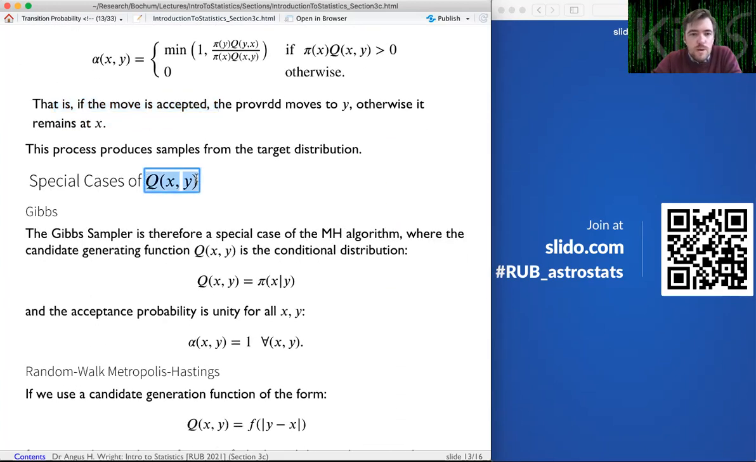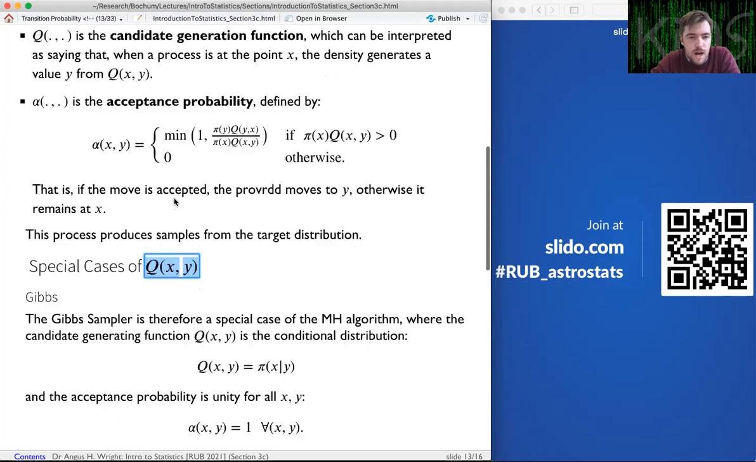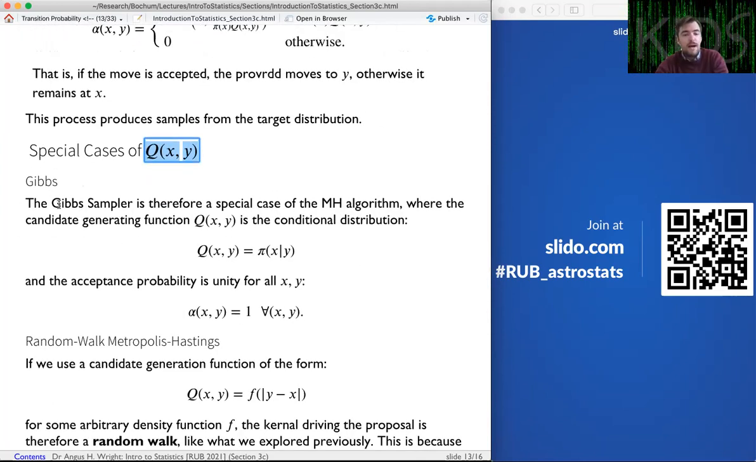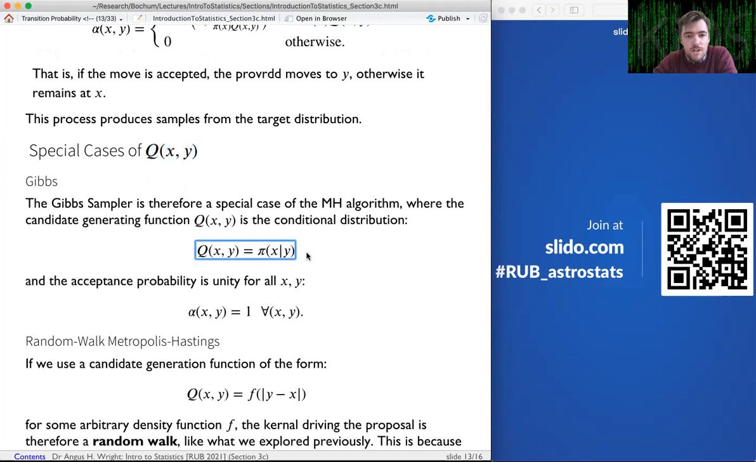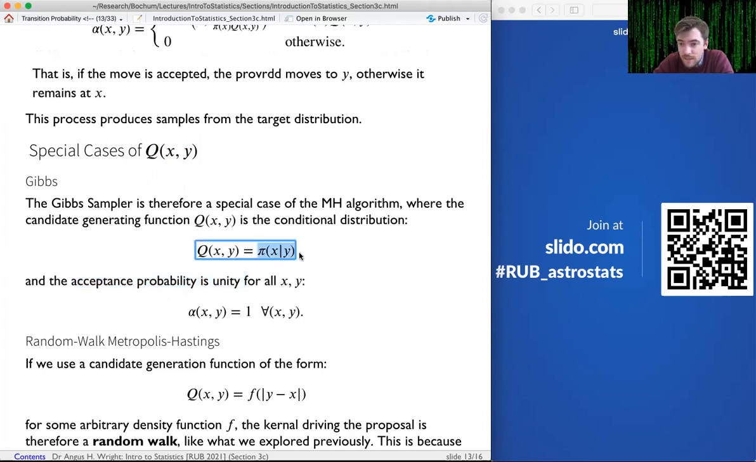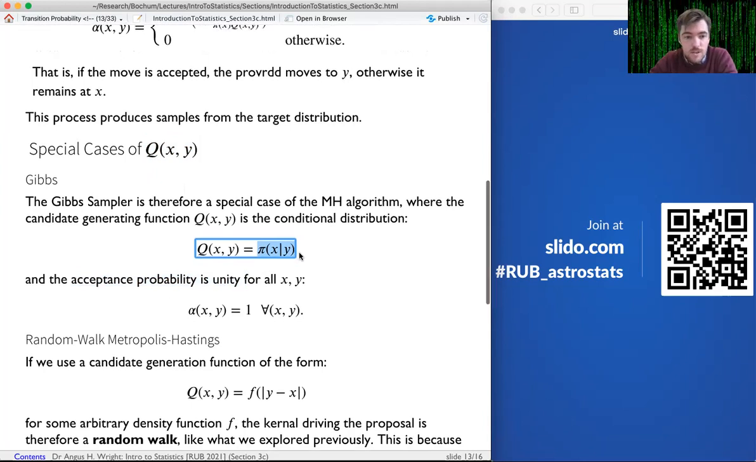So there's a few special cases of the candidate generation function. One of which is the Gibbs sampler that we just spoke about, and that is the Gibbs sampler is a Metropolis-Hastings algorithm when the candidate generation function is the conditional distribution of each variable, like we said. And the acceptance probability is 1 for all sources, because we always accepted a move in the Gibbs sampler. We never had any probabilistic question.